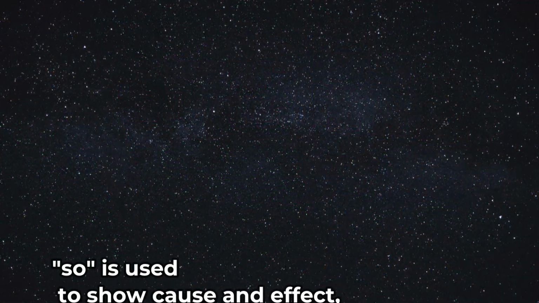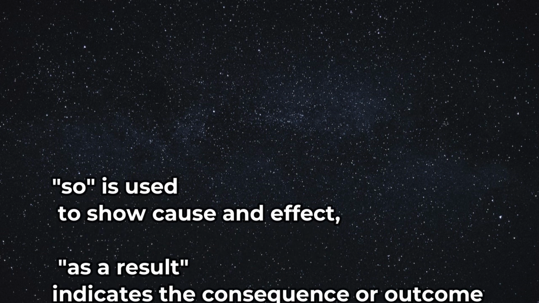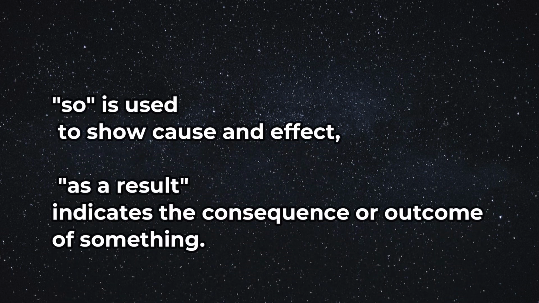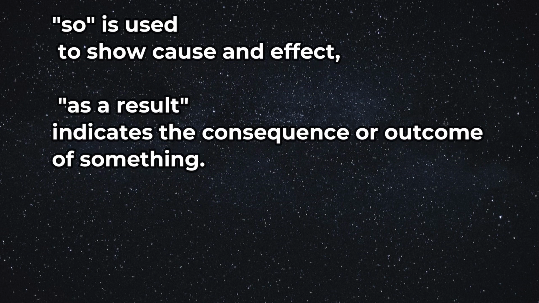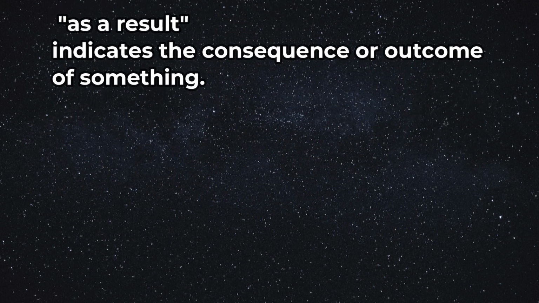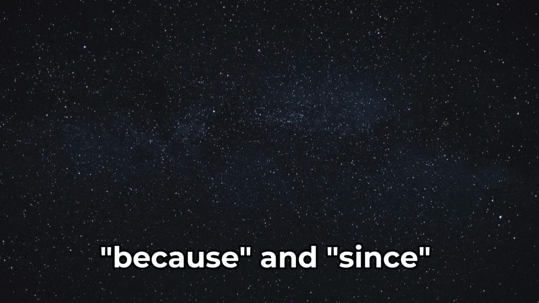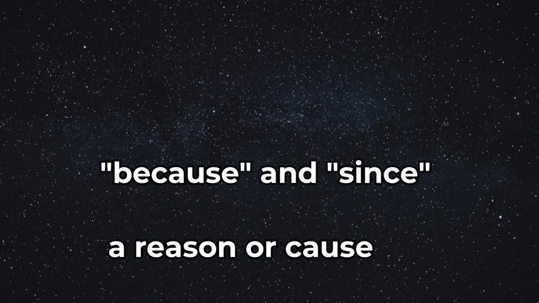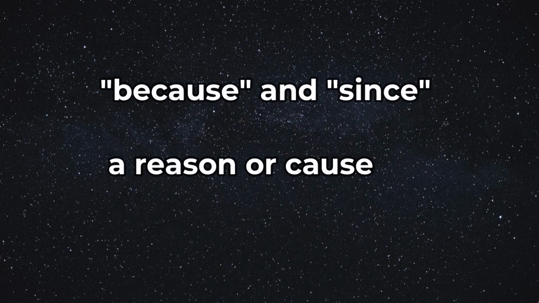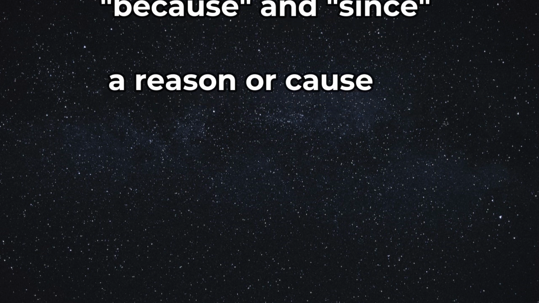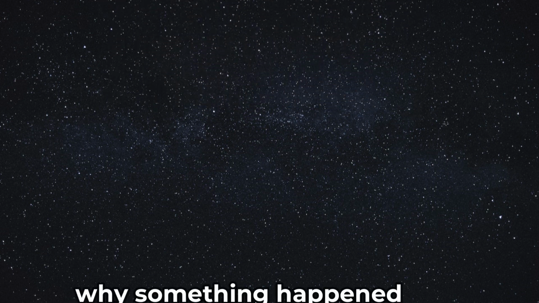In summary, so is used as a coordinating conjunction to show cause and effect, while as a result is a phrase that indicates the consequence or outcome of something. Both because and since are conjunctions that are used to explain the reason or cause of something. However, there are slight differences in their usage.